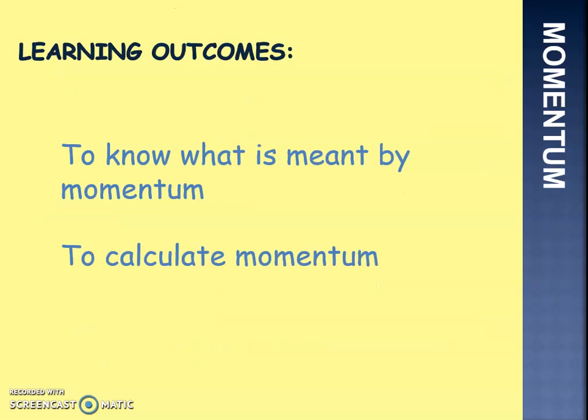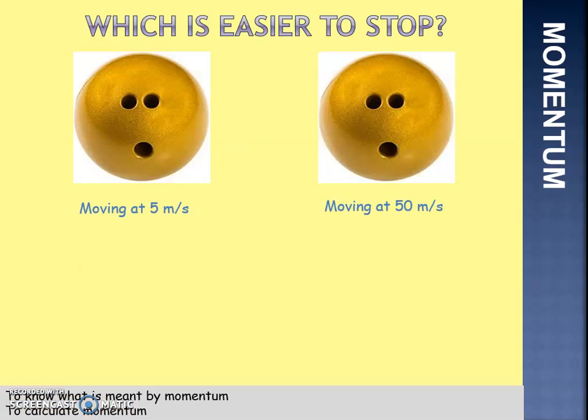Okay, our learning outcomes today are to know what's meant by momentum and to calculate momentum. Okay, I've got 2 bowling balls here. Which one's easier to stop? The bowling ball moving at 5 meters per second or the one moving at 50 meters per second? Pause the video and write your answer. Explain to me why you think that one would be the easiest one to stop.